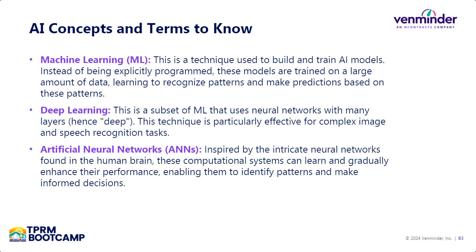As a subset of machine learning, we have deep learning. It's using many layers and many patterns, and it's creating more complicated learning. This technique of deep learning is really effective when we're doing things like image and speech recognition. We also have artificial neural networks, which are inspired by the human brain. These systems can learn and gradually enhance their performance because they can identify patterns and make informed decisions.